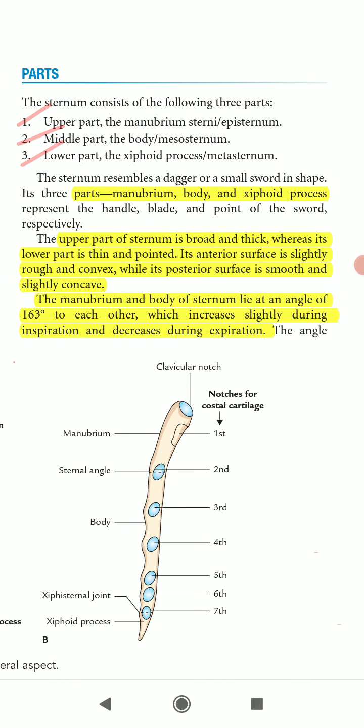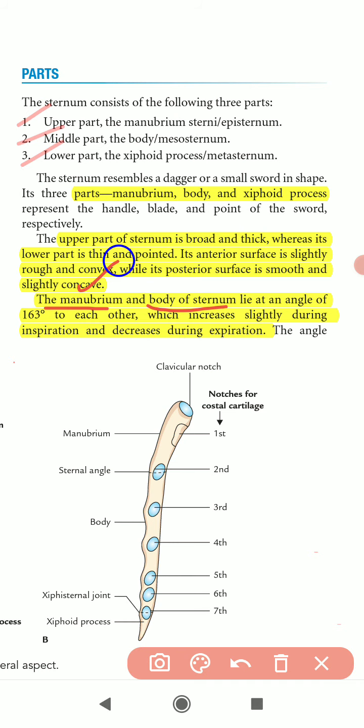The manubrium sterni and the body of the sternum, that means the upper part and the middle part, lie in two different planes. That's why they are present in angulated form. They present an angle to each other, and this angle is 163 degrees.